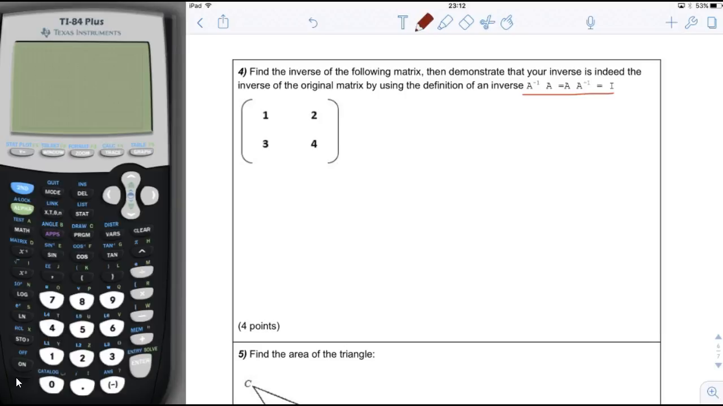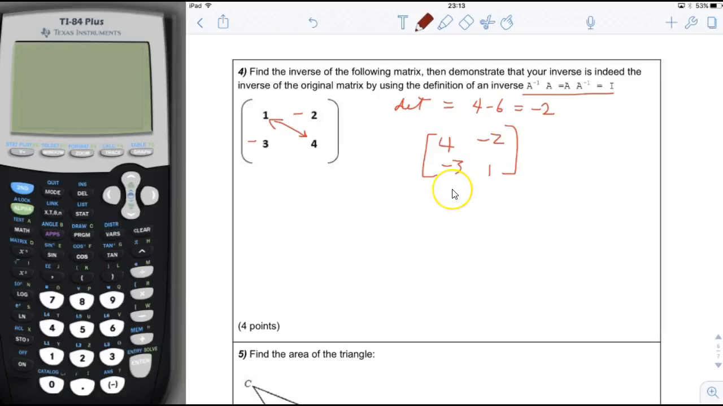The determinant of this matrix is equal to 1 times 4, which is 4, minus 2 times 3, which is minus 6. So the determinant in this case is negative 2. All right, and then to find the adjoint of this matrix, basically what you do is you switch the 1 and the 4, and then you make the 2 and the negative 3 negative. So you do 4 and 1, and then here you put negative 2, and here you put negative 3.